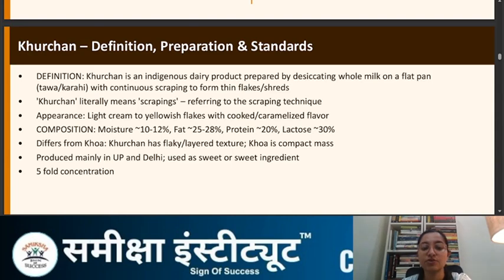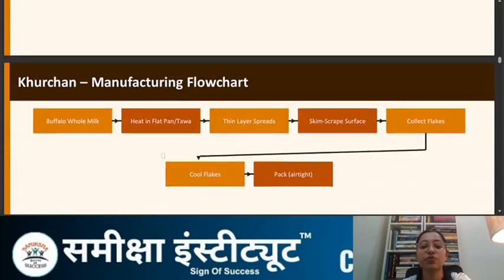Light cream, so naturally it will be light cream or yellowish flakes, caramelized flavor will be there. Moisture content will be 10 to 12%, very low moisture content. Fat percentage 25 to 28%, protein 20%, lactose 30%. It differs from khoa. Here khurchan has a flaky or layered texture, whereas khoa is a compact mass. As I told you, khoa is a compact mass. So here 5-fold concentration is being done, whereas in the case of khoa production we went for 4-fold concentration.